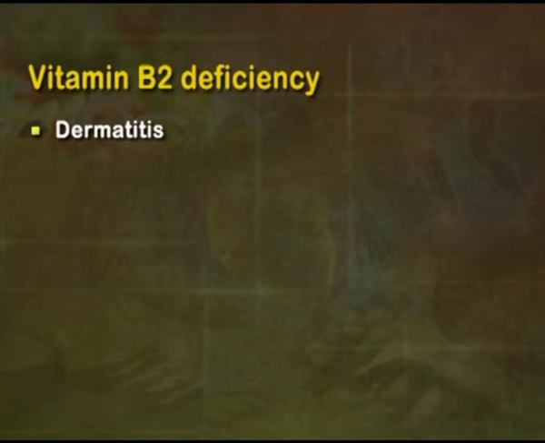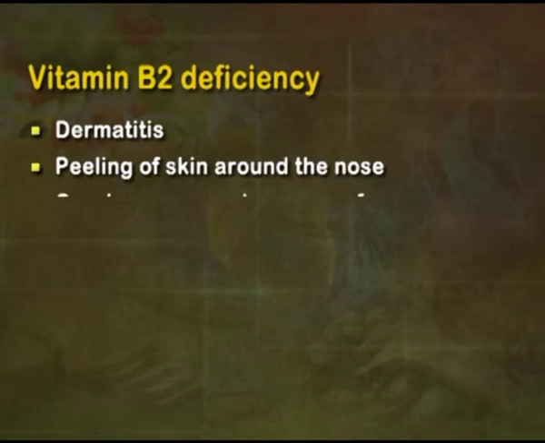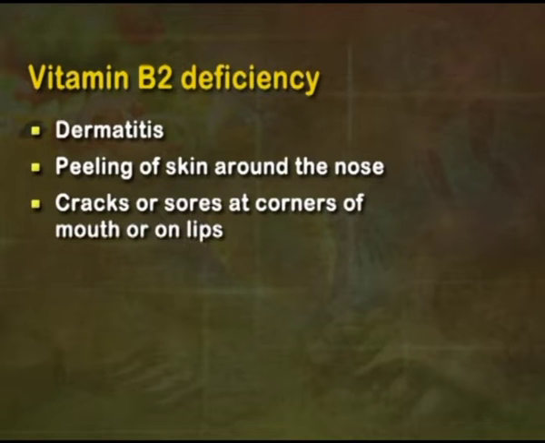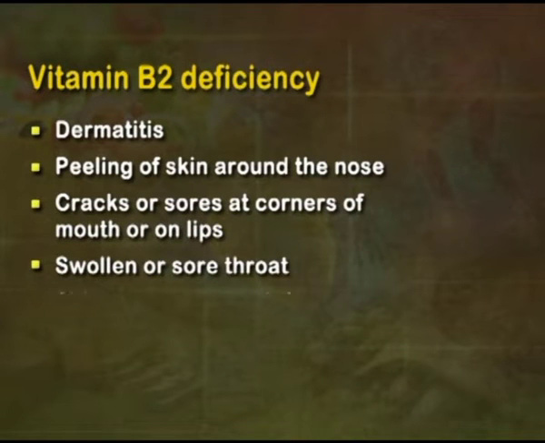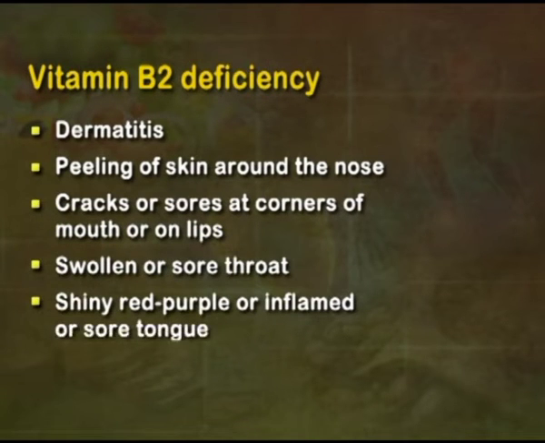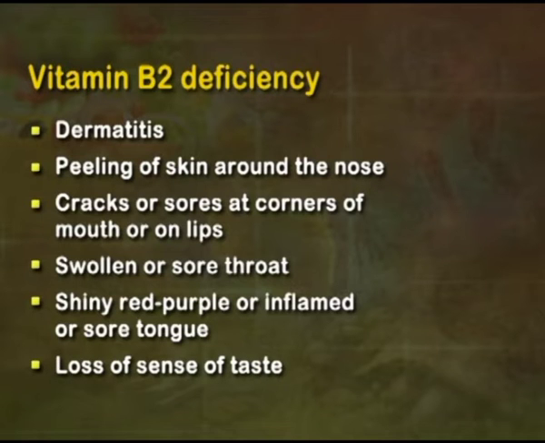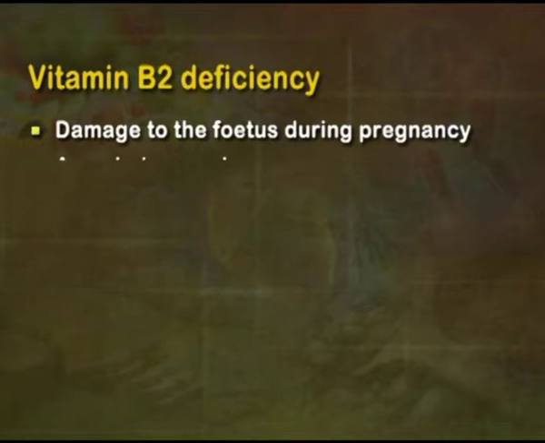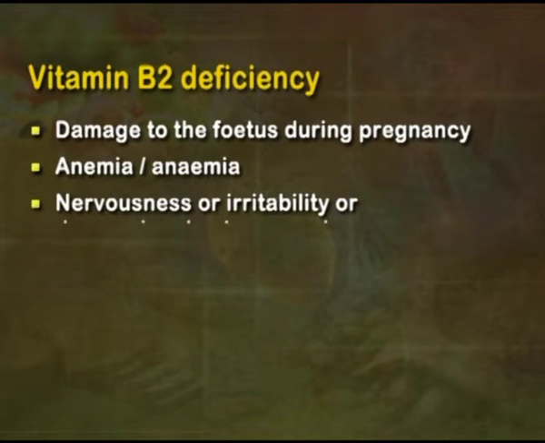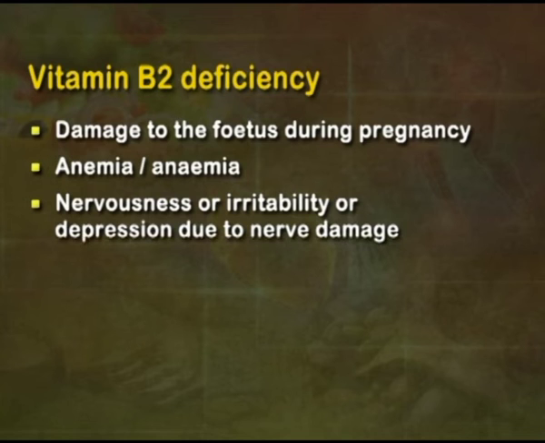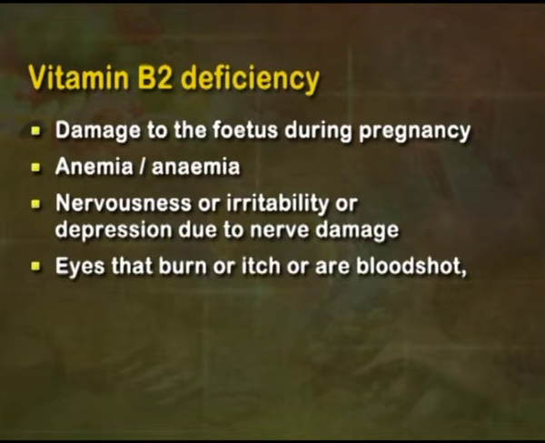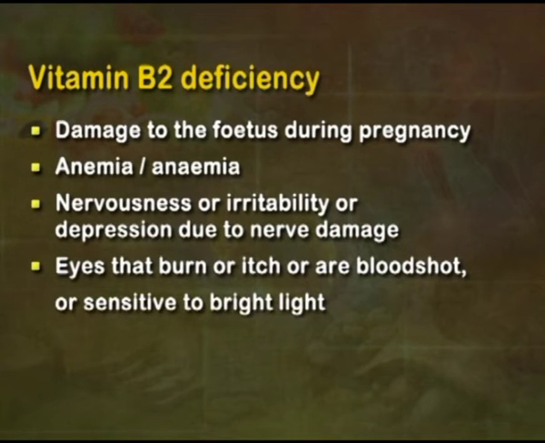Vitamin B2 deficiency symptoms include dermatitis, peeling of skin around the nose, cracks or sores at corners of mouth or lips, swollen or sore throat, shiny red, purple or inflamed sore tongue, loss of sense of taste, loss of appetite, damage of fetus during pregnancy, anemia, nervousness or irritability or depression due to nerve damage. Eyes also get affected with vitamin B2 deficiency with burning or itchy eyes.